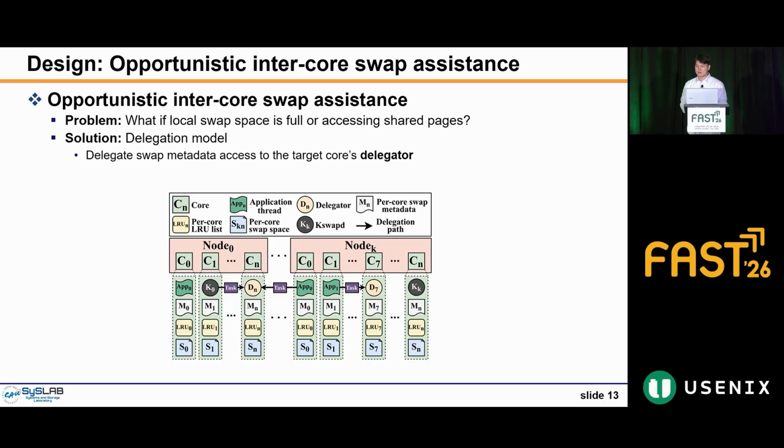However, this ownership model raises a question. What if a core's local swap space is full? Or what if we need to access swap metadata owned by another core? To handle this, we use delegation. Instead of touching remote metadata directly, we send a task to the target core's delegator. One important point is the application thread still does the real I/O, so we keep SSD parallelism.